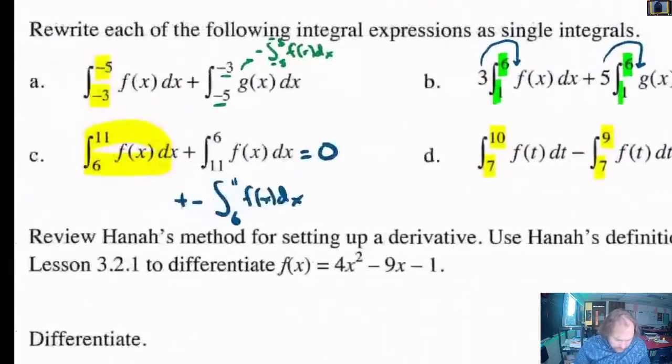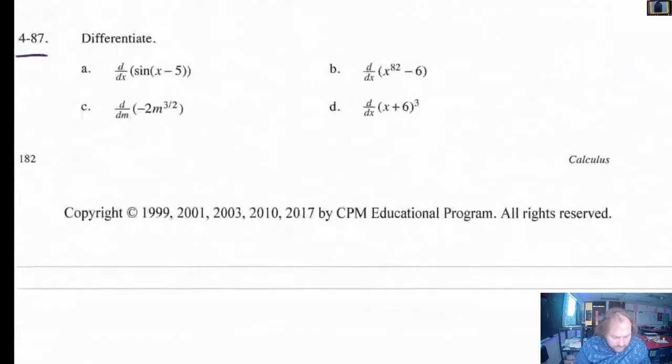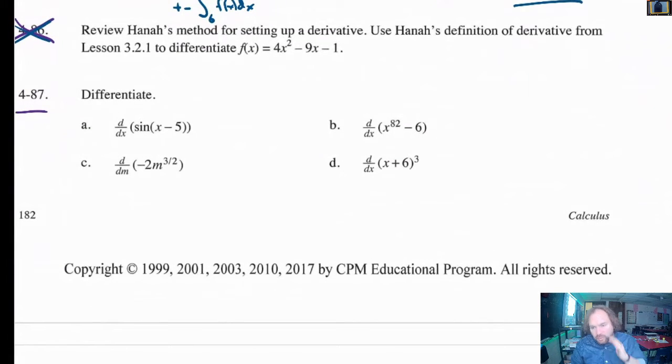Okay. We're not doing the next one because I don't care about Hannah's version at all. Why would you do anything other than power rule at this point?